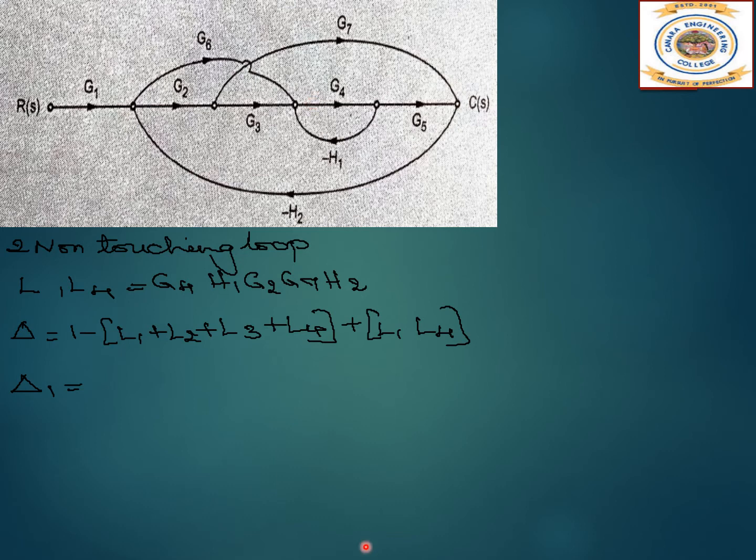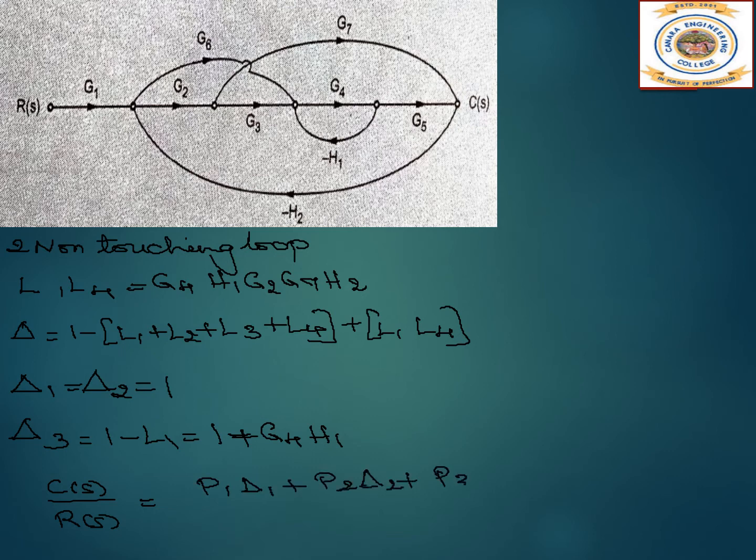So let us write it now. So delta 1 equal to delta 2 will be equal to 1, and delta 3 is equal to 1 minus L1, which is equal to 1 minus, what is L1? G4H1. G4H1. It is minus of minus, so it will become plus here. So it will be 1 plus G4H1. So C of S by R of S will be equal to P1 delta 1 plus P2 delta 2 plus P3 delta 3 whole divided by delta.